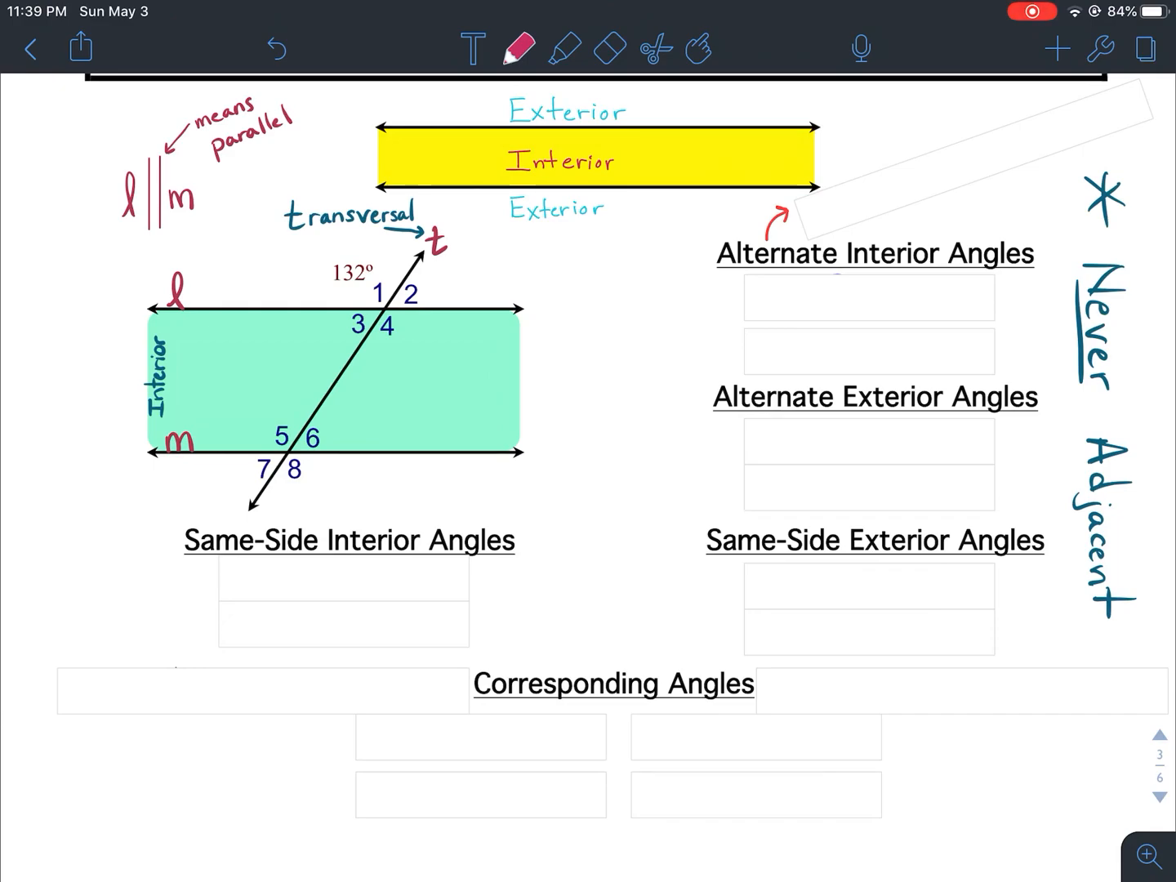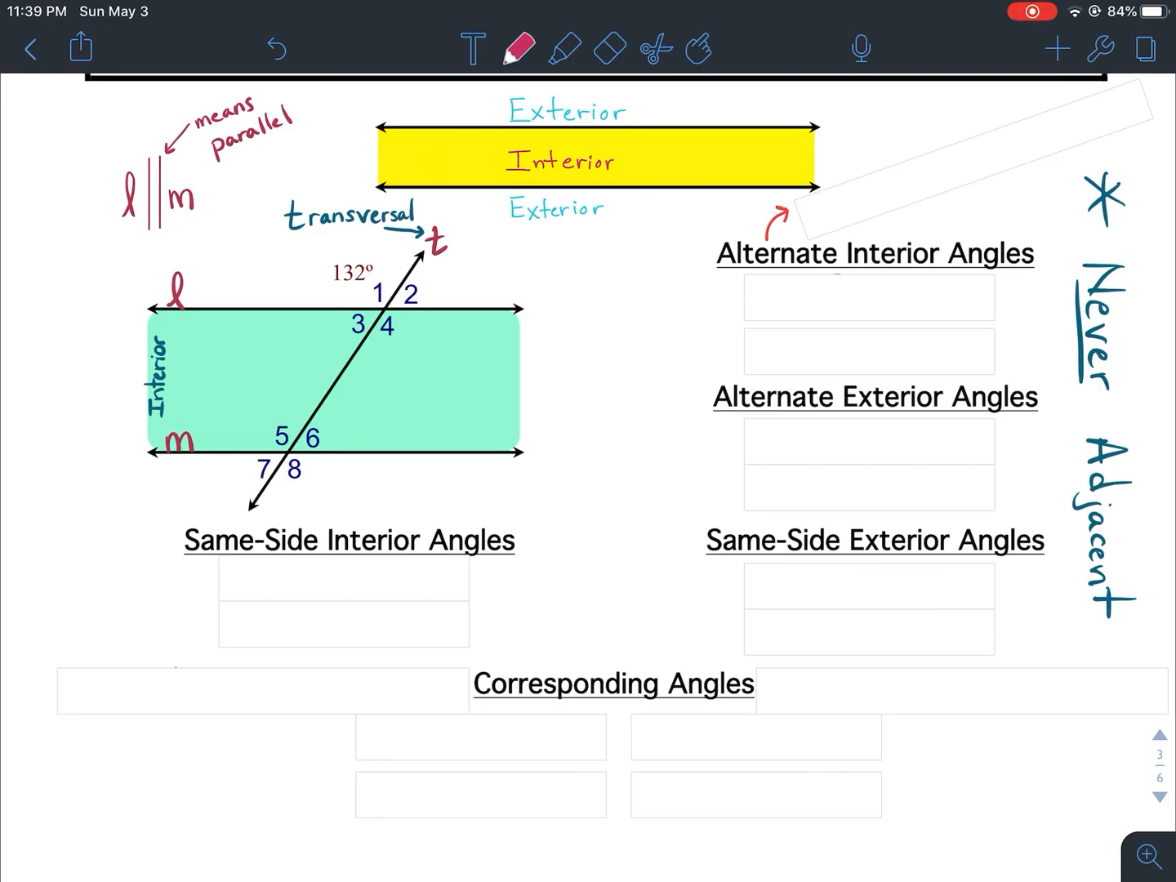Now, before we get too specific, what you need to know is these angles are never adjacent. They are never adjacent. That means they are never side by side. So when I say alternate interior, we're not going to talk about angles 3 and 4 because 3 and 4 are both in the interior and they are on alternate sides of the transversal. But because they are adjacent, they are not alternate interior angles.